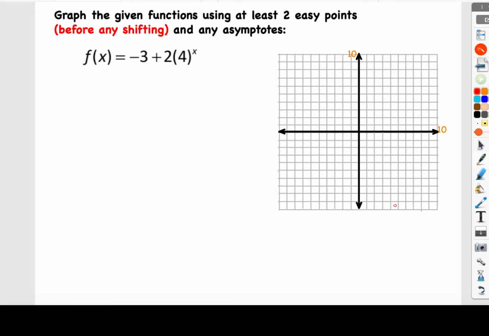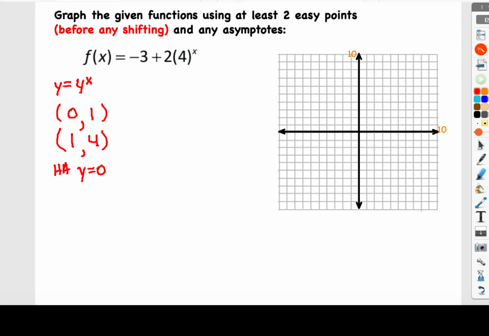So if we're looking at f of x this time, I better use a different name for the parent function. Maybe let's call it y. Its parent function would have just been 4 to the x. So let's get a few easy points here. We're going to say 0, 1, right? 4 to the 0 would have been 1, and 4 to the first would have been 4. And again, the horizontal asymptote for any basic exponential function, 4 to the x, is y equals 0.